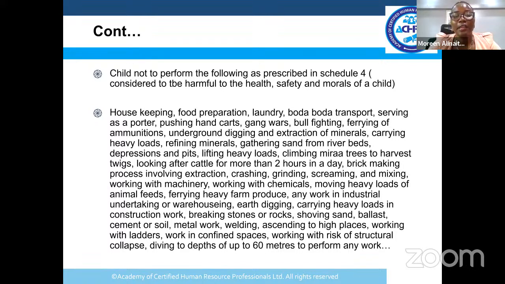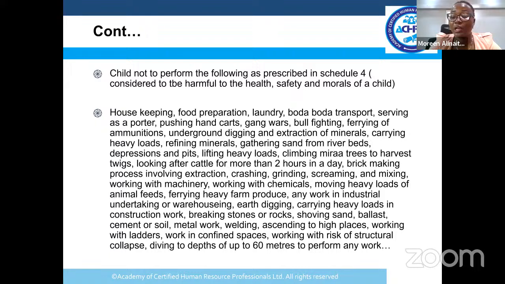They will not engage in housekeeping, food preparation, laundry, boda boda transport, because many children don't want to go to school. So people just give them a boda boda and say, you bring me 100 shillings or 1,000 shillings every day. It exposes them to a lot of harm and imminent danger, especially road accidents. They should not serve as porters on building sites. This we see a lot. They should not push handcarts.